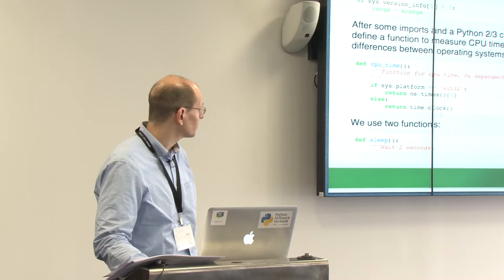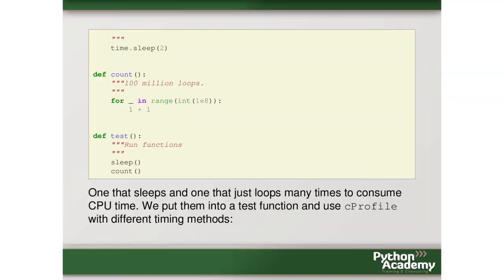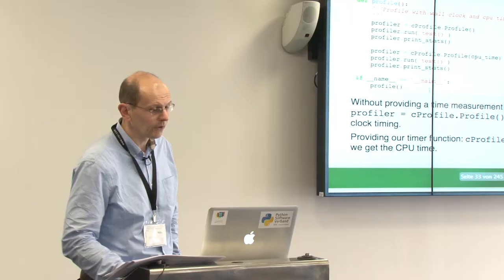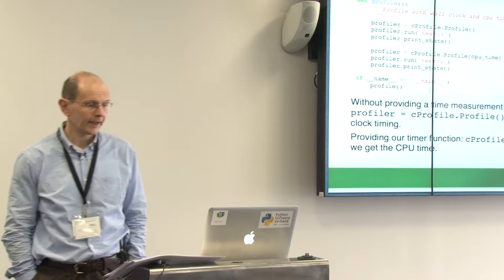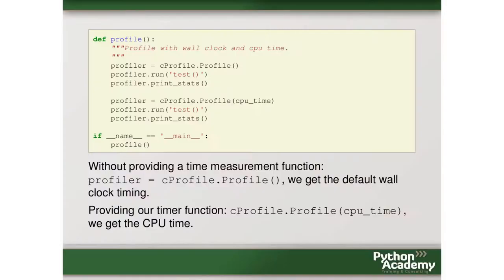But if you use these functions here and just do two loops, one is just sleeping for 2 seconds, and the other is doing something here, adding 1 plus 1, 100 million times in the loop. And I do those things, then I get these results on here. So I just profile those two test methods.